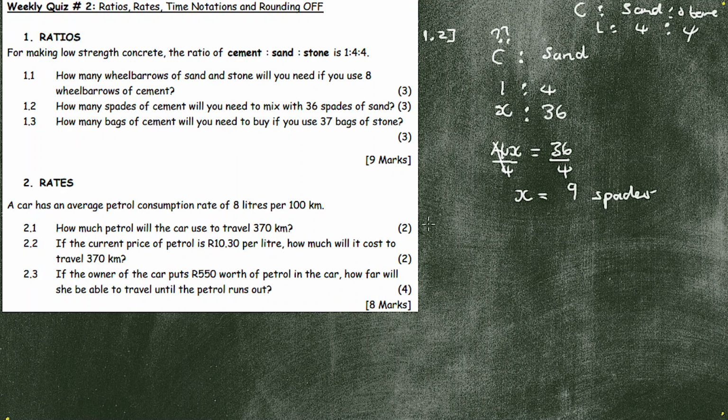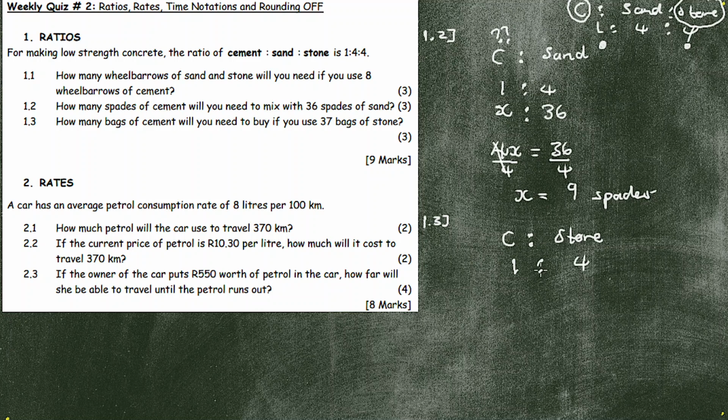1.3. How many bags of cement will you need to buy if you use 36 bags of sand? Again, we isolate. This time it's stone, so I'm only going to take these two. Sand to stone. What is the ratio? 1 to 4. This time we are dealing with bags.